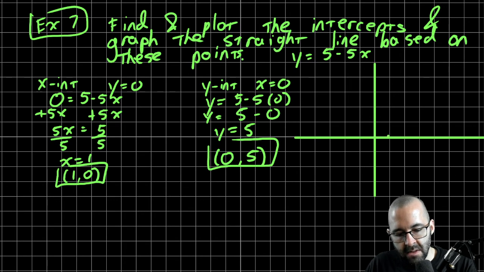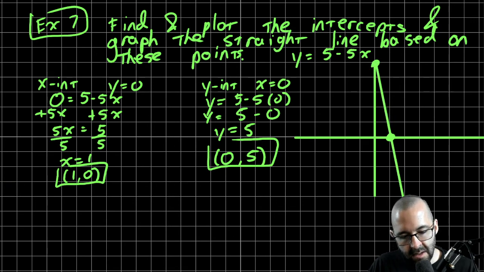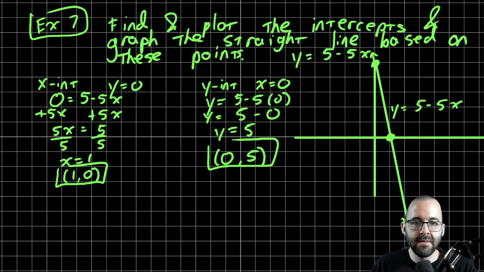1, 0. That's right here. 0, 5. 1, 2, 3, 4, 5. It's all the way up here. I almost didn't give myself enough room. And then we draw a straight line connecting these points. Draw the arrows, showing that this line goes on forever. And that should be our line right there. That's the line y equals 5 minus 5x. And there you have it.